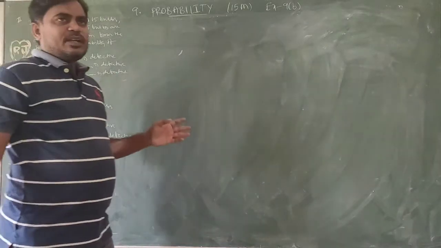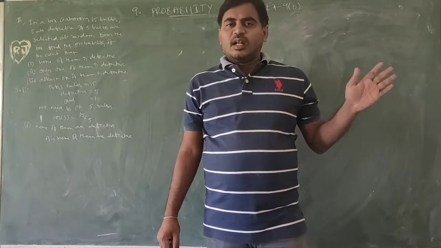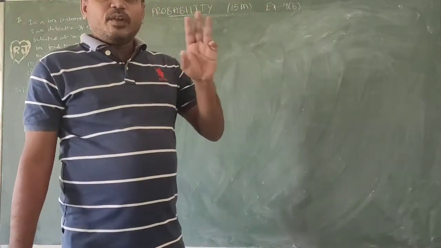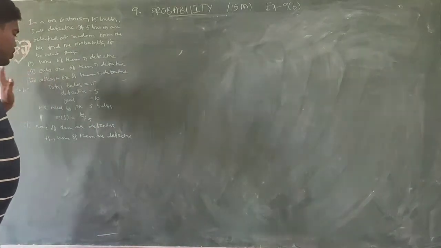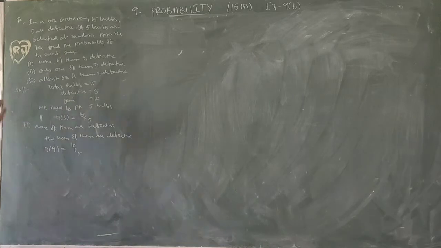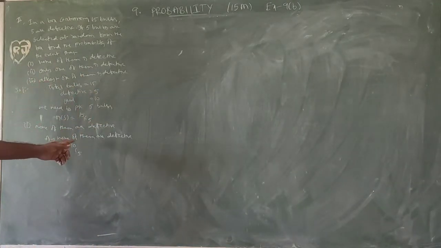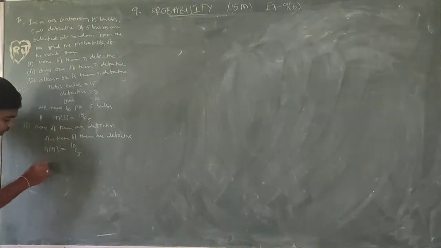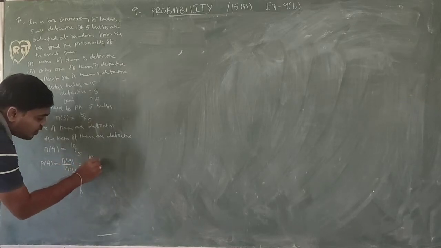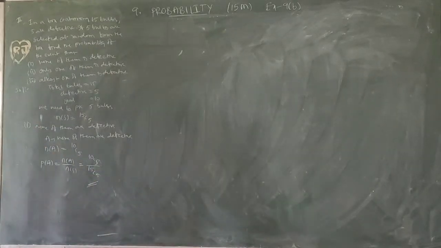None of them are defective means we need to pick 5 bulbs that should all be good, non-defective bulbs. Non-defective bulbs: 10. We need to pick 5 out of 10. So n of A equal to 10C5. P of A equal to n of A by n of S equal to 10C5 by 15C5. No need to simplify, just leave it like that.